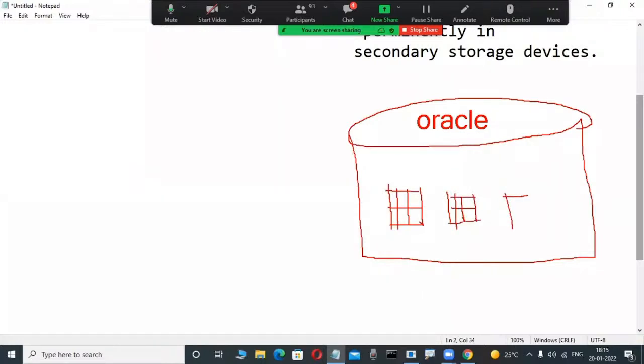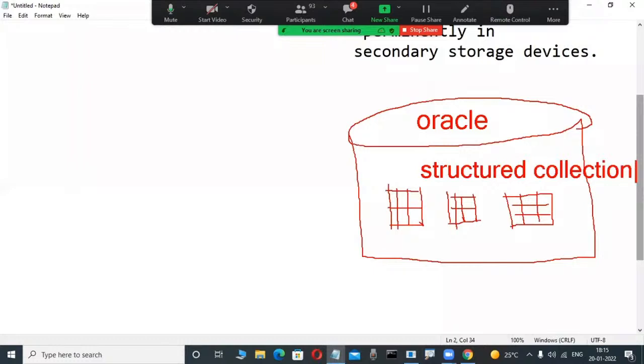Same like that, here data is stored in a logical structure. What is logical and what is physical, we will see later. In the logical structure, data is stored in table format, in a structured manner. All relational databases store a structured collection of data, not non-structured. Non-structured data belongs to other databases. Oracle is one of the popular relational databases.